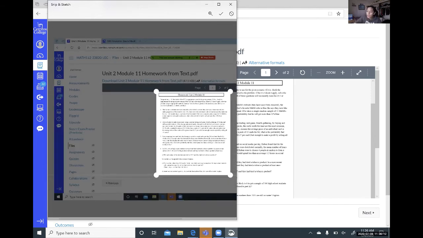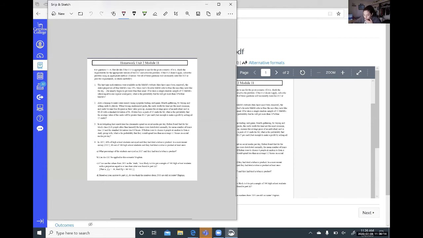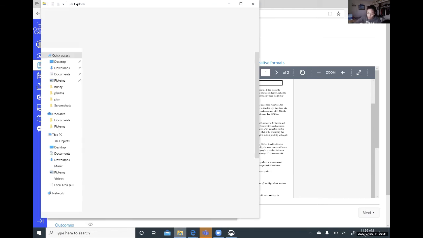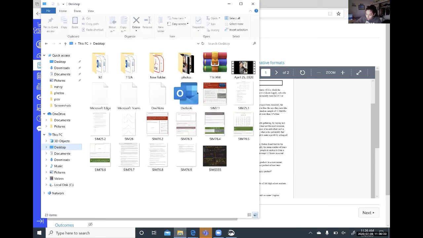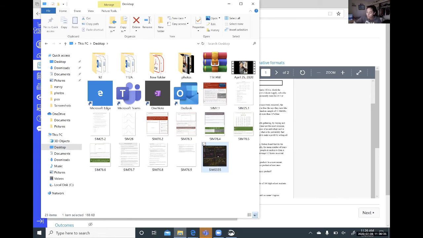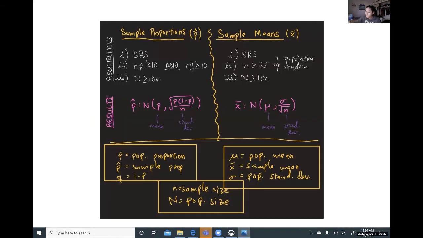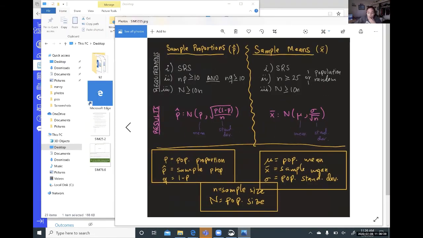Okay, and in module 11, we're going to be looking at 2 types of sample distributions. Let me bring out my little cheat sheet that I have, like a little notes. All right, so these are my notes right here. We either have sample proportions for p hat, or we have sample means for x bar. The requirements are in white. We have 3 requirements using the central limit theorem for both of them. And the results are in pink.